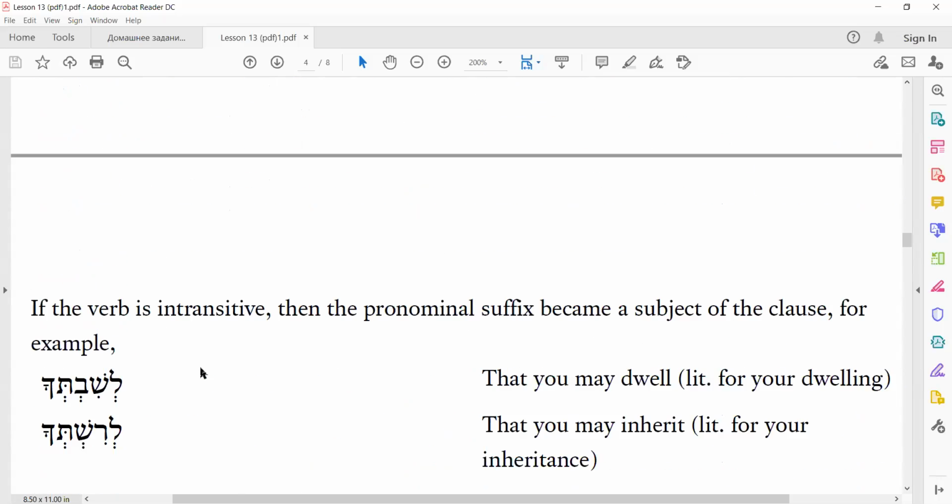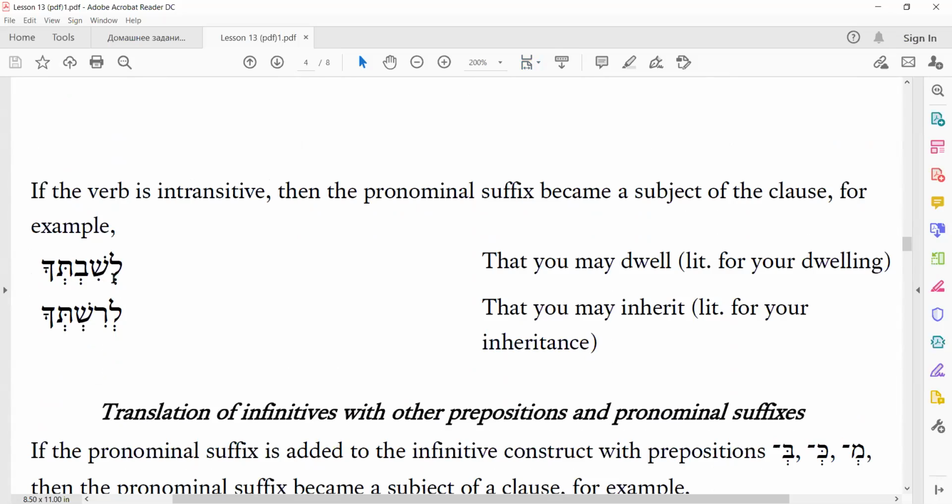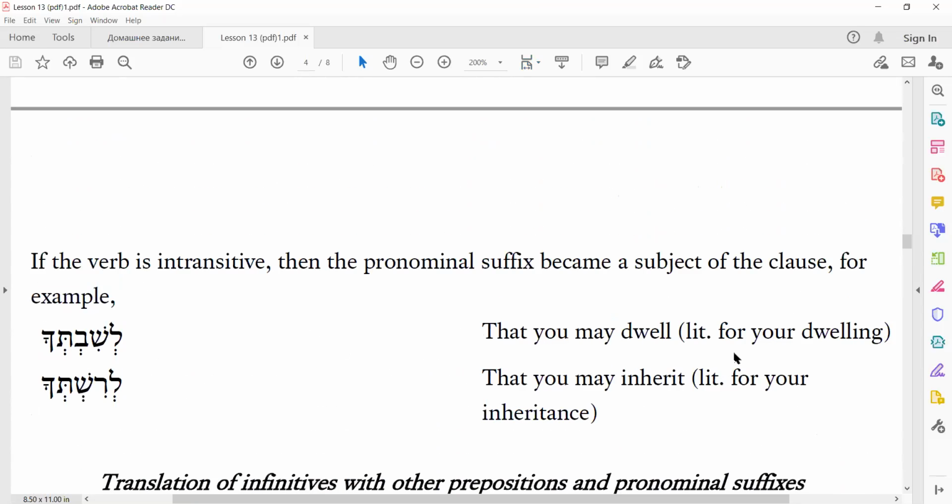But if we have an intransitive verb, in this case, this pronominal suffix becomes the subject of the clause. For example, leshivtecha, that you may dwell, or literally for your dwelling, or lerishtecha, from the word yarash, to inherit, that you may inherit, or for your inheritance, like this. So is it clear or not?